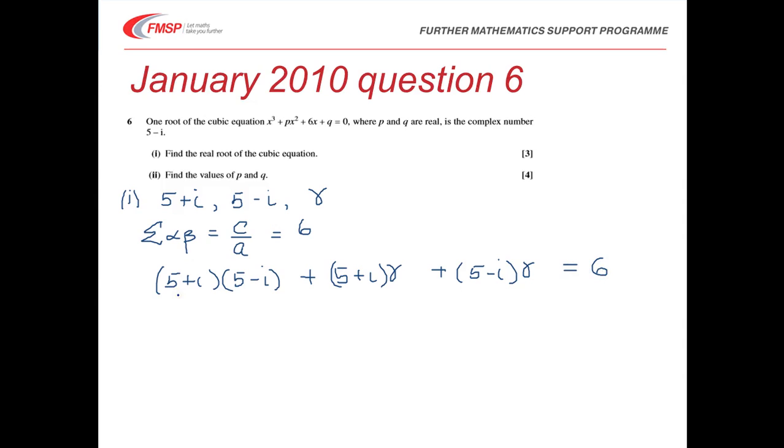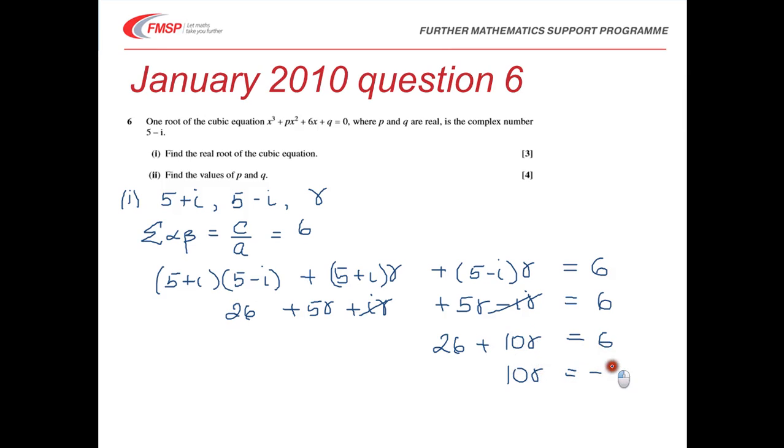Again, this is a root times its conjugate, so the imaginary bit will disappear. We'll have 25 minus i squared, which is 26. We'll have a 5 gamma plus an i gamma there, and we'll have another 5 gamma minus i gamma over there. So that is equal to 6. The i gamma terms will cancel out, and we're left with 26 plus 10 gamma is equal to 6. So 10 gamma is equal to minus 20, and gamma equals minus 2. So the real root is minus 2. So that is our answer.